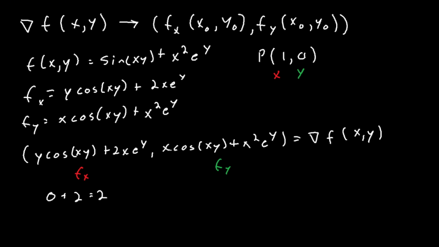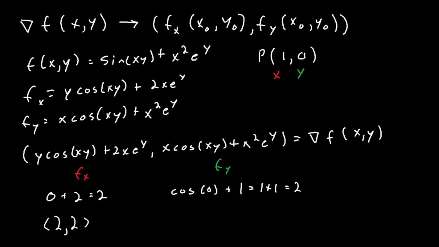How about here? Well, for x, we have 1. And we have cosine of xy. So this is just cosine of 0. Because y is 0, no matter what the x value is, the value inside the cosine will be 0. And again, e to the power of y is just 1, and x squared is just 1. So it's 1 times 1 is 1. And cosine of 0 is 1. 1 plus 1 is 2. So our gradient vector here is 2, 2.